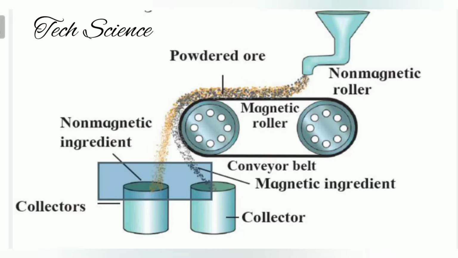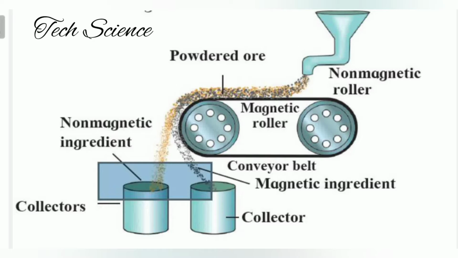Today we are discussing a new point. It is nothing but the separation of the gangue particles, called impurities, from the ore, and this is a kind of technology called metallurgy. So what is metallurgy? When you extract the metal from its ore, it is called metallurgy.